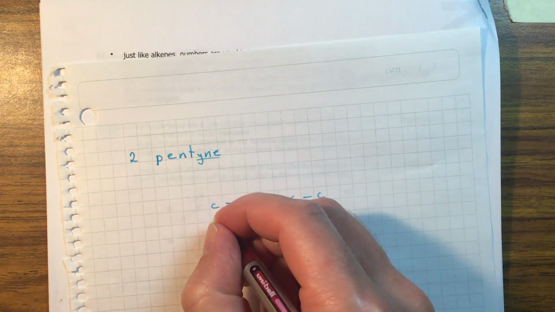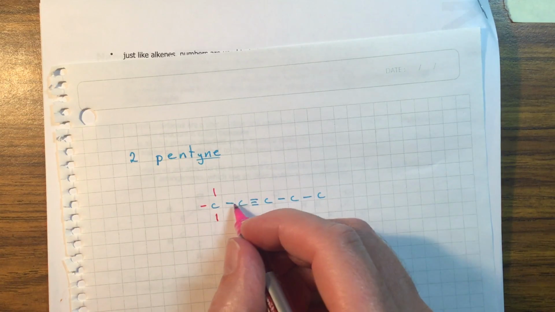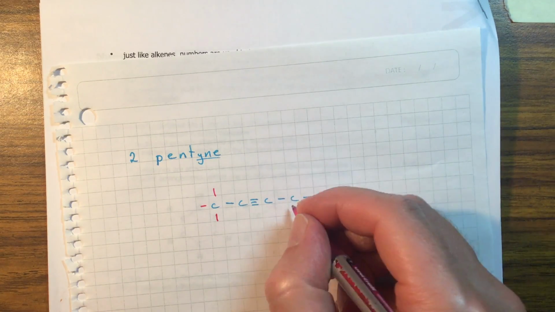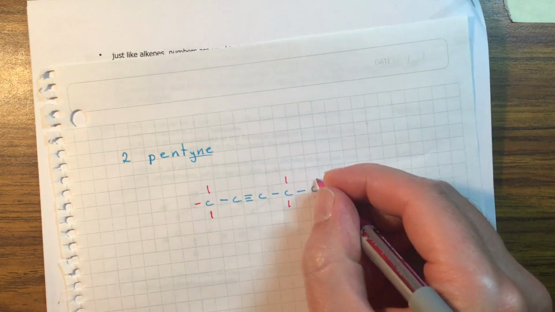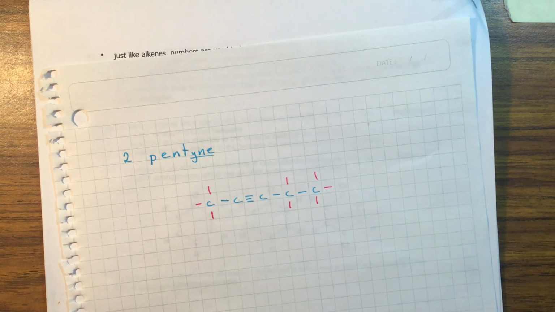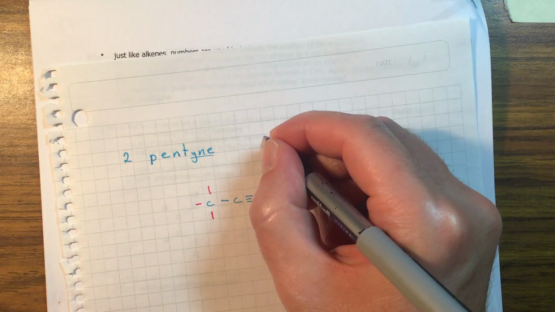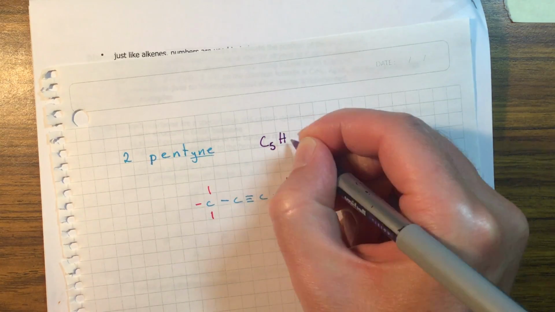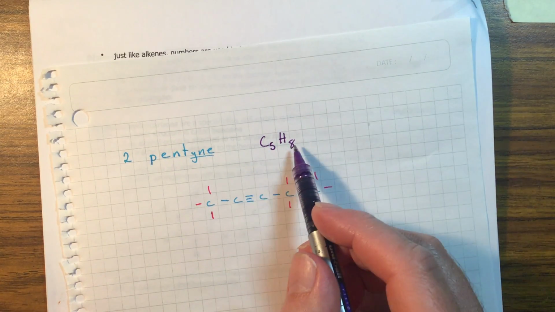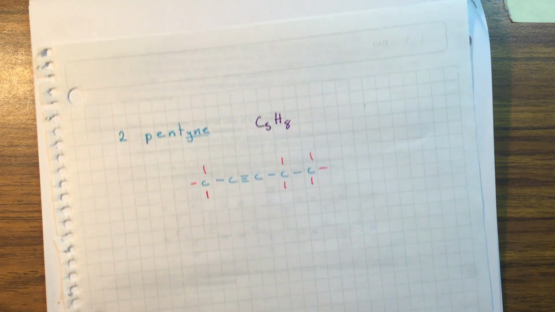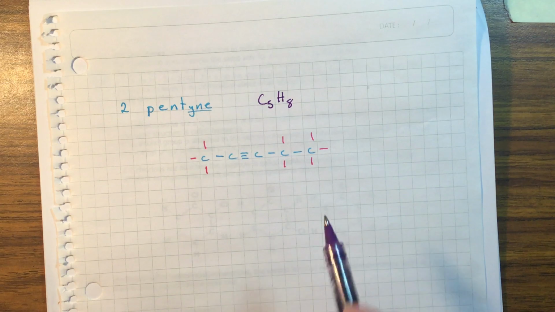This carbon has 1, so it's 1, 2, 3. This carbon has 4 already. This carbon has 4 already, so no hydrogens. This one can have 2 and 1, 2, 3. So 2-pentyne will be C5H8. 5 times 2 is 10. 10 minus 2 is 8. Okay, so we could have 3-pentyne.